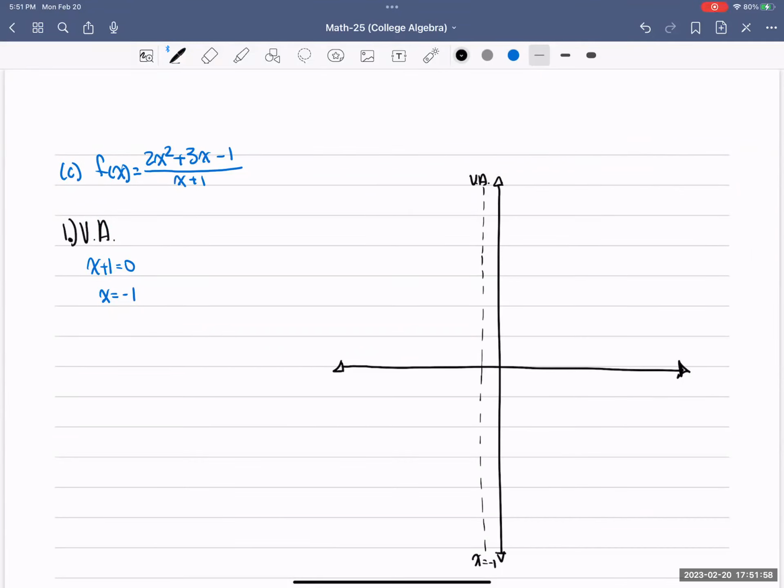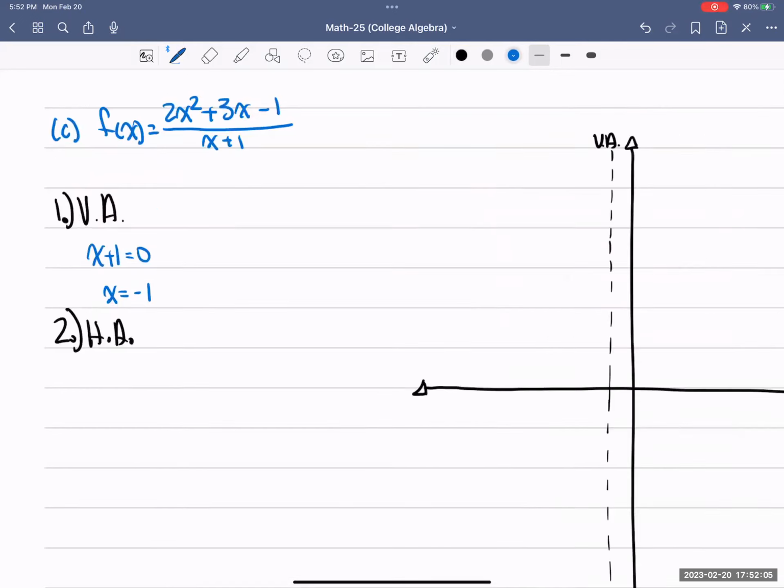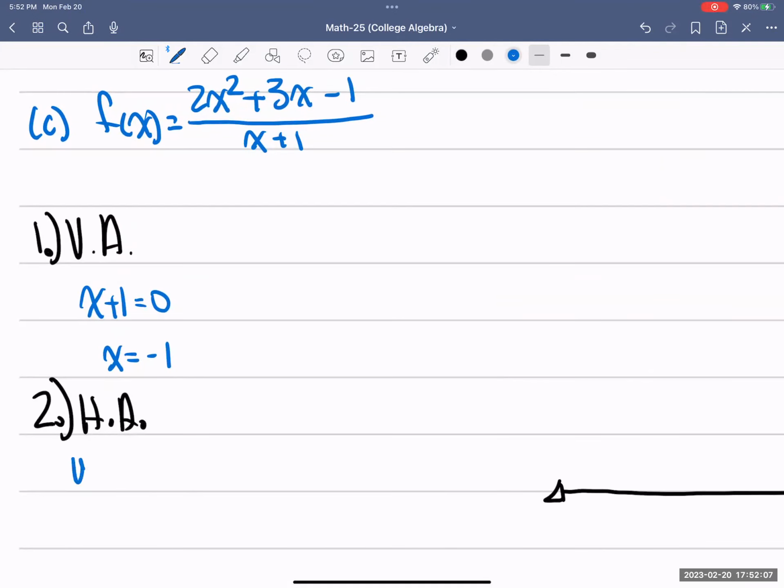And next, we're going to do our horizontal asymptote. Horizontal asymptote is determined by the end behavior. So what we're going to do is set y equal to the leading term in the numerator divided by the leading term in the denominator. So 2x squared over x. These simplify to just be 2x. That doesn't look too fun.